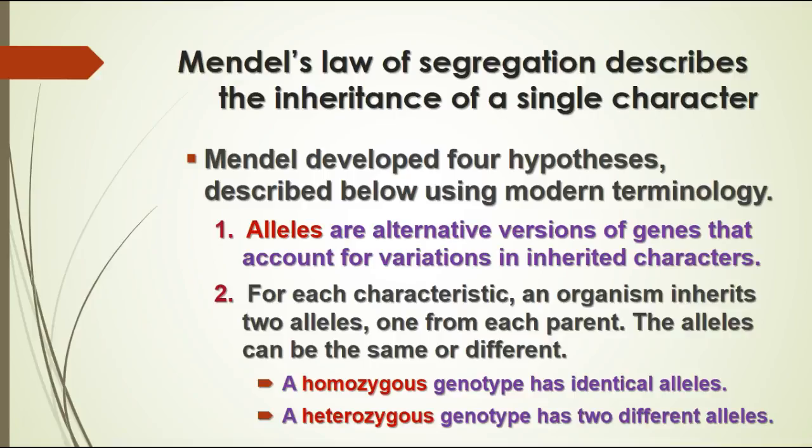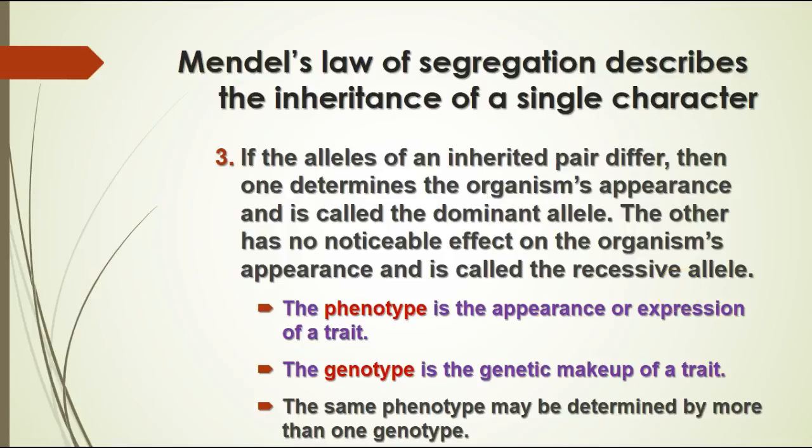If the 2 alleles are the same, they would be called homozygous. Homo means the same, and zygous refers to the zygote, the fertilized egg. If the 2 alleles are different, then that would be a heterozygous genotype because it has 2 different alleles. Hetero means different. If the alleles are different, then one of them is going to determine the appearance of the plant. That one's called the dominant allele. The other doesn't have an effect on the organism's appearance. That's called recessive.